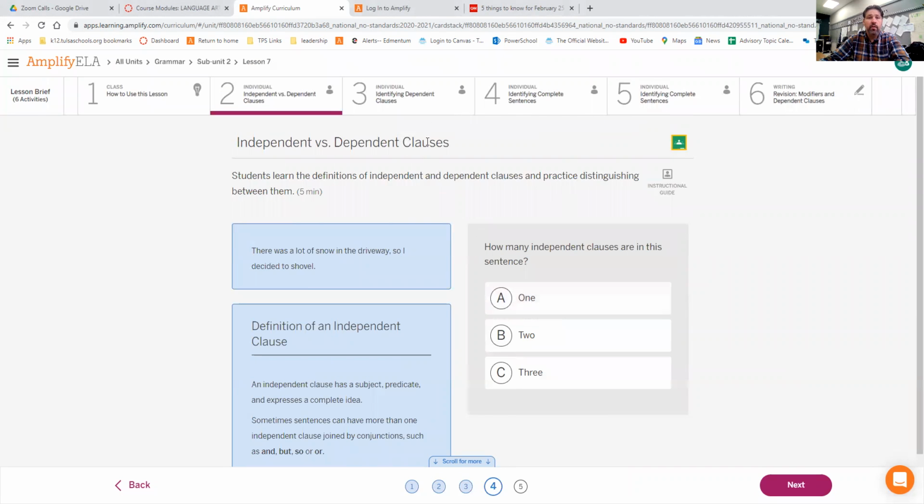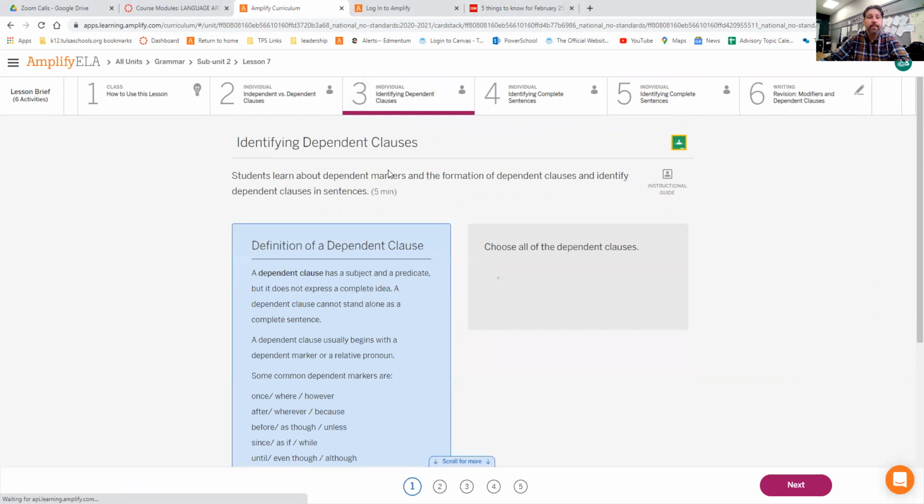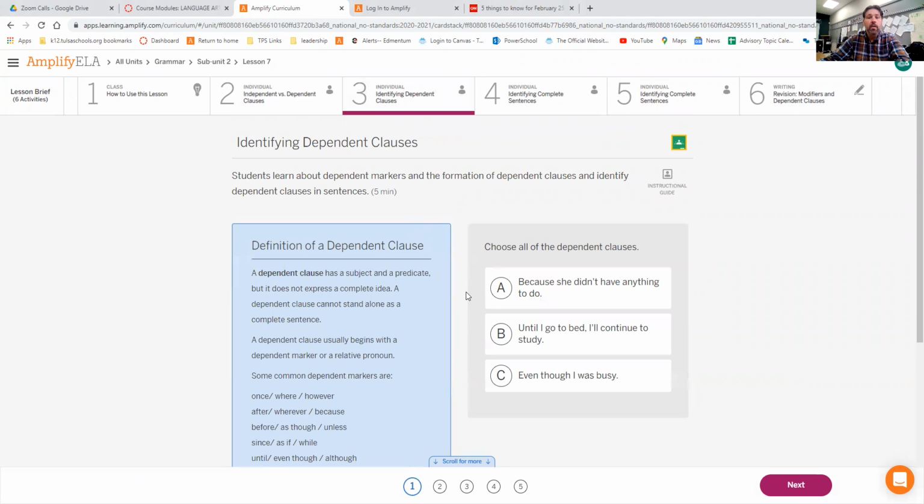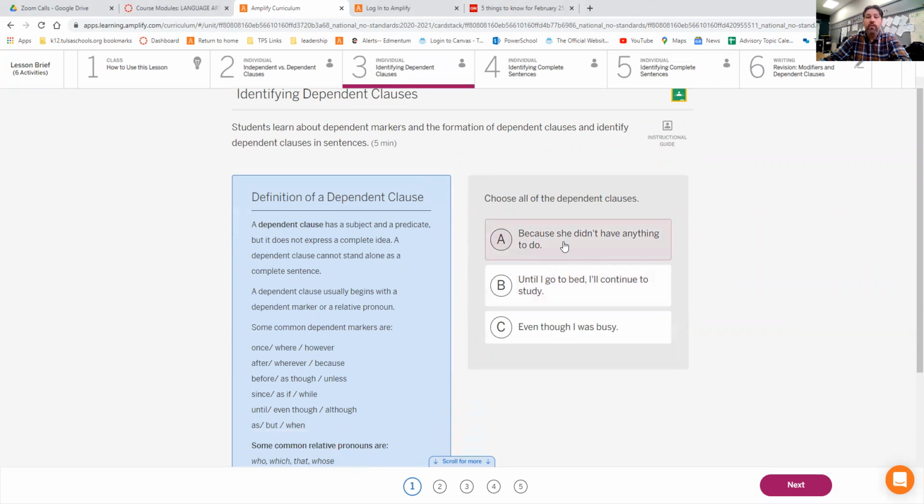I'll let you do 4 and 5 on your own. I'm going to go to the third slide. Same thing again. Choose which of these are dependent clauses. "Because she didn't have anything to do," right? Your brain just thinks like, yeah, what about it? Because she didn't have anything to do what? "Until I go to bed, I'll continue to study." That's a full sentence. "Even though I was busy." Yeah, even though you're busy, what? You still made time for something? We don't know. They don't finish it. This is a dependent clause. This is a dependent clause.